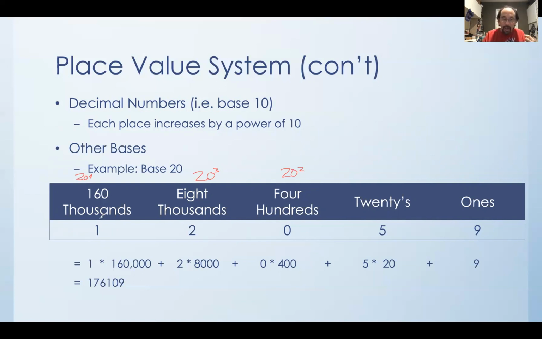I have 1 of these. I have 2 of these. I have 5 20s and 9 1s. And all together, if I add that all up, my value overall, in this case, is 176,000. So this number that looks like 12,059, if we are thinking decimal, it actually has a value of 176,000 things.